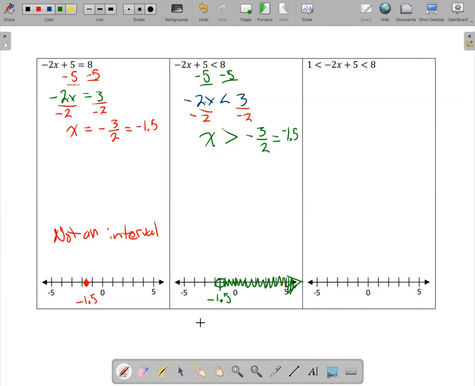Interval notation for that, I'm going to write underneath here. Negative 1.5 is on the left, so that has to be the left side of the interval. So negative 1.5, and it's not shaded, so it's a parenthesis. What's to the right? Infinity. And infinity always gets a parenthesis.